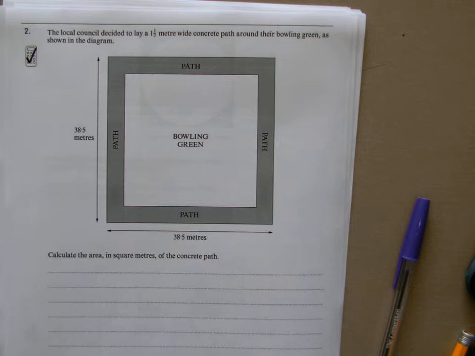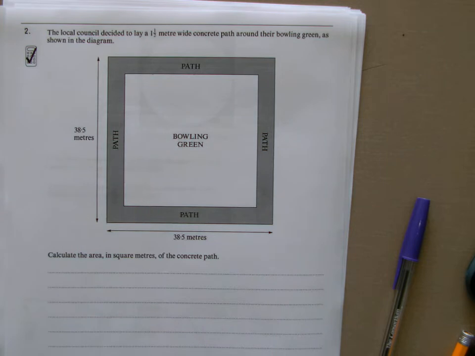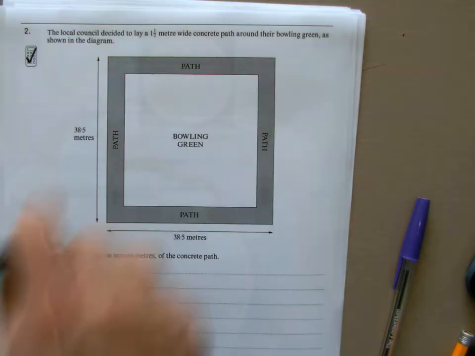Okay, so the local council decided to lay a 1.5 metre wide concrete path around a bowling green. Here's the bowling green and the path going around, as shown in the diagram. Calculate the area in square metres of the concrete path. The concrete path is the shaded one, the grey path going around here.